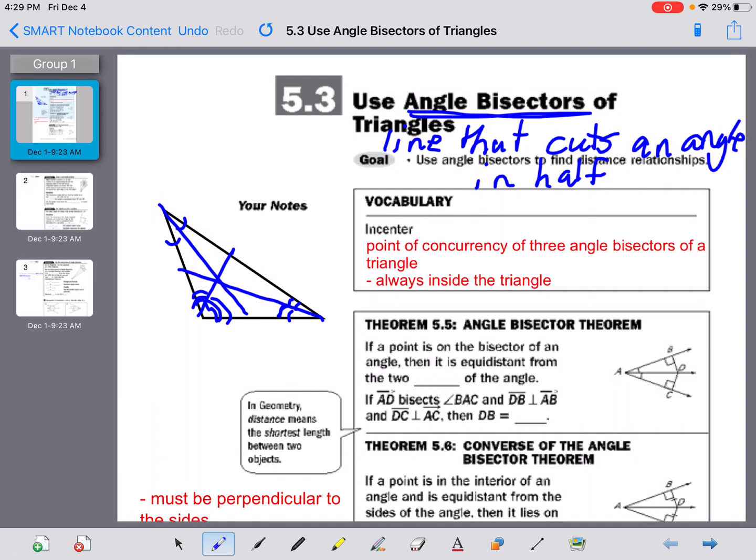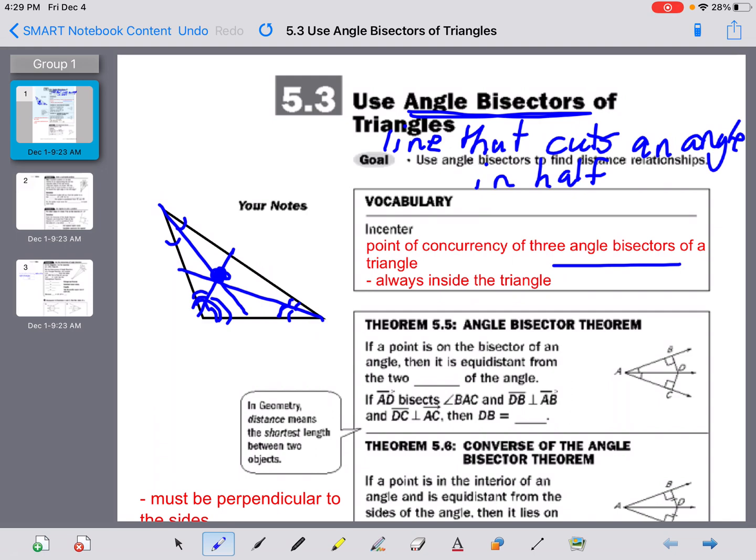So our one vocab word that they did give us today was incenter, and it's the point of concurrency where my three angle bisectors meet, okay? And we know from the example I did in the other video that it didn't matter if it was an obtuse triangle, a right triangle, or an acute triangle, always those angle bisectors met inside the triangle. Okay, so a few notes here.